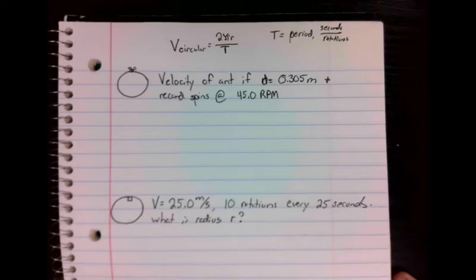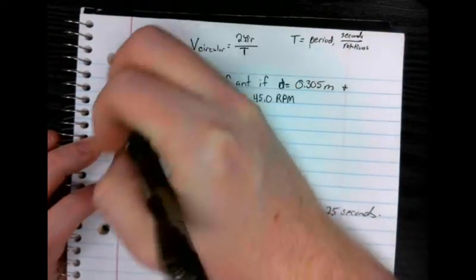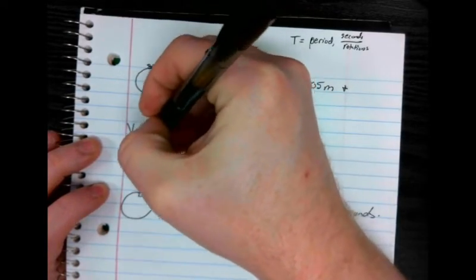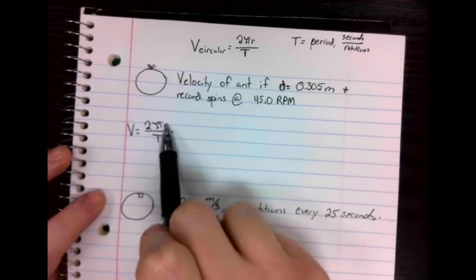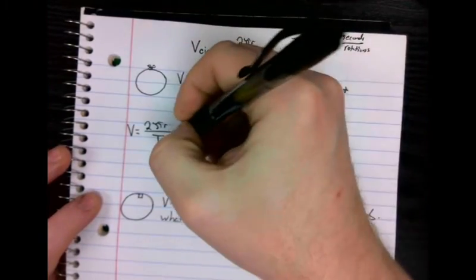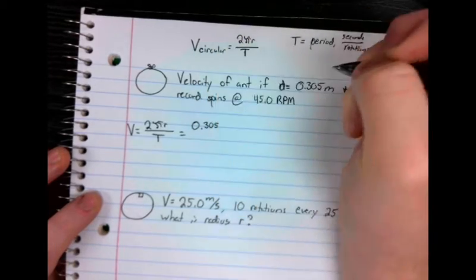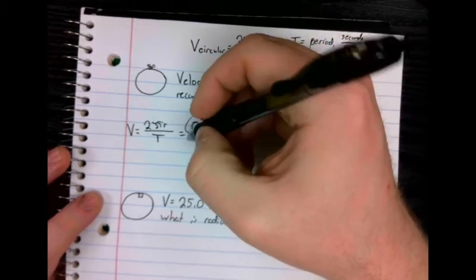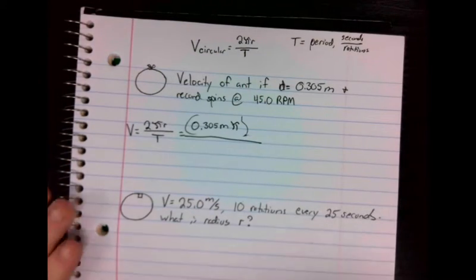Okay, for our first one, if we set up our V equation, V equals 2 pi r over T. We have diameter, which is technically the same as 2r. So when we plug that in, we'll just get 0.305 meters times pi. So there's our top part. But then for the bottom, we have to do a little bit more to get that one.